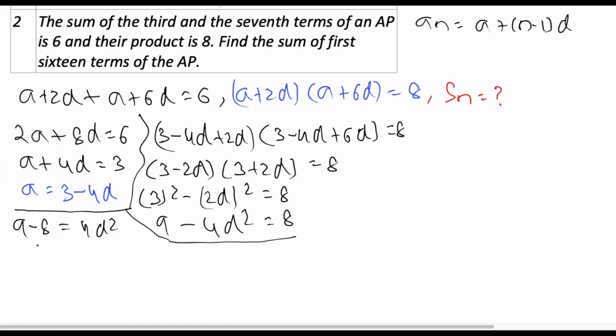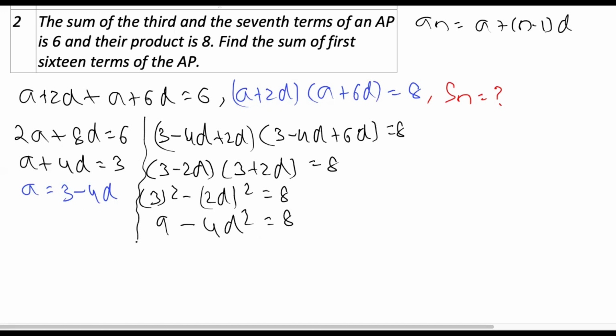Continuing with the working here only, because I'll be doing substitution here. So we have 9 minus 8, which is 1, is equal to 4d squared. So d square is 1 by 4. So d is not just half, it is plus minus half. Now check, we got two possible values of d.